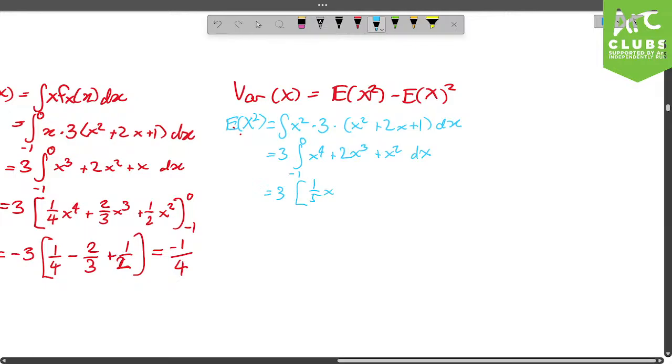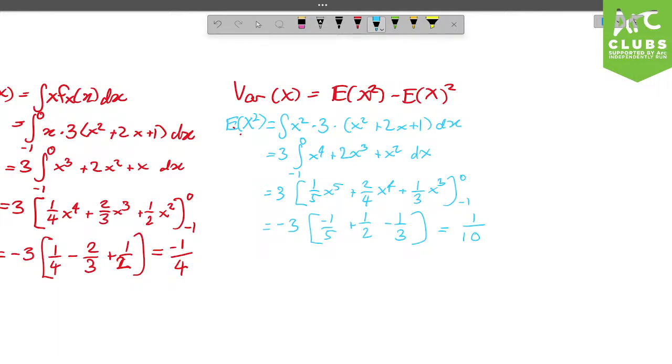1 on 5 x to the 5 plus 2 on 4 x to the 4 plus 1/3 x cubed between 0 and -1. Then we can go 3 and sub in -1. So then we get minus a fifth plus a half minus a third. And you can do the arithmetic at home and you'll end up with something that's like a tenth.